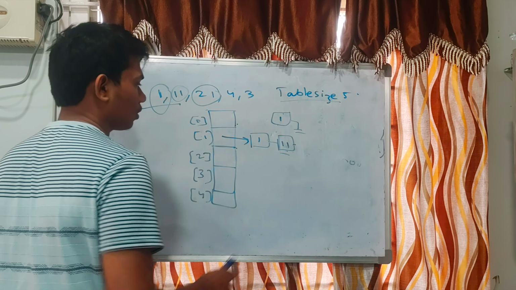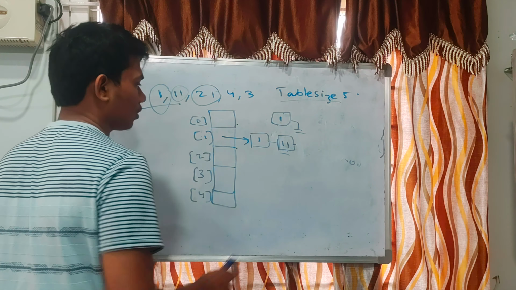Next, the inserted element is 4. As you know, 4 mod 5 is 4. The pointer will be stored in the 4th location and the element will be stored in the linked list. Similarly, 3 mod 5 is 3, so we store the pointer of that linked list in the 3rd location and the element in the linked list. In this way we can store all the elements using the separate chaining method. As all these elements are stored in chains, we call it separate chaining, and as the data is stored outside of the table, it is called open hashing.